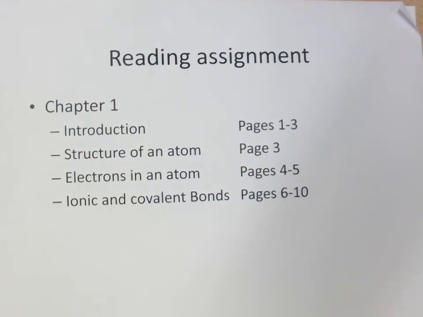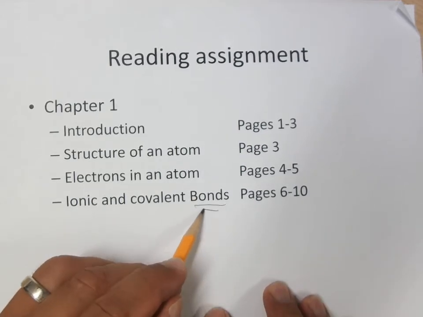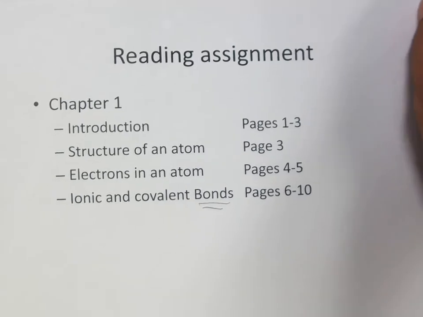And here's a little reading assignment. So it's a good idea to read the book. And there's a little introduction in chapter 1. Then they talk about the structure of an atom, electrons in an atom, and then how ionic and covalent bonds are formed. And again, this first unit of the course, bonding is going to be the topic. So very interested in how things form bonds. And we're going to continue a little bit talking about atoms and the structure of the atom.